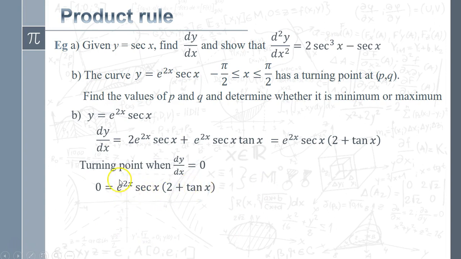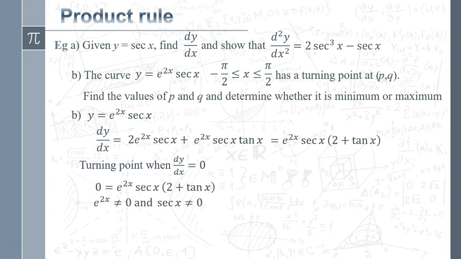So what we're saying is either that one is equal to 0, or that one is equal to 0, or that one is equal to 0. So potentially we've got 3 solutions coming from here. But as it turns out, we absolutely haven't, because if you think about it, e to the 2x can never be 0. Sec x can never be 0.